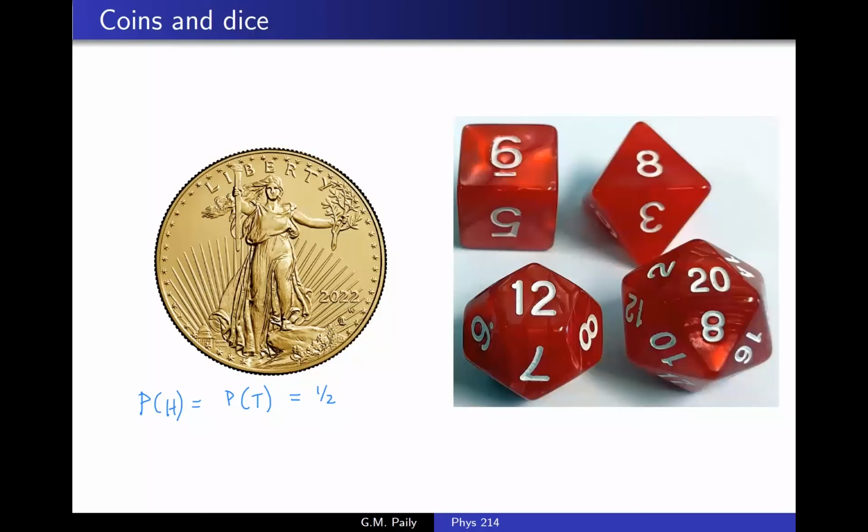If I have dice, then similarly, a fair die, let's say we focus on the 12-sided die. For a 12-sided die, it's a fair die if the probability of rolling 1 is the same as the probability of rolling 2, etc., the same as the probability of rolling 12. And since there are 12 possible results and they have to add up to 1 and all of them are equal, then that probability must be 1/12.